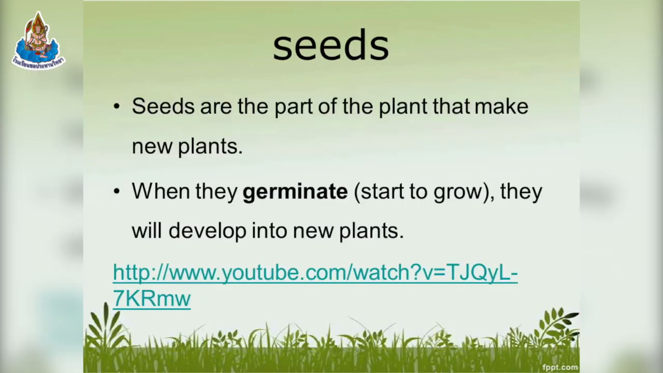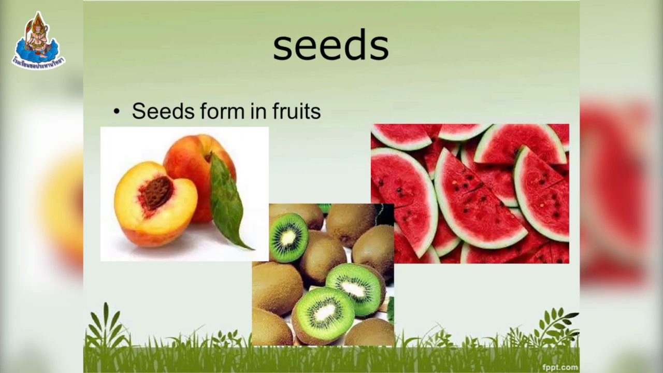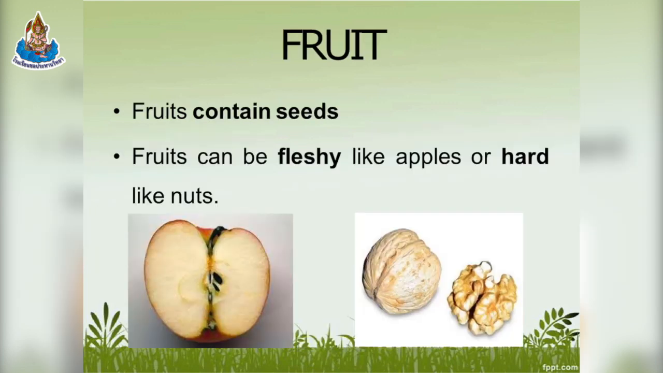Last plant part is the seeds. So the function of the seeds is to make new plants. So when they germinate, when we say germinate, started to grow, they will develop into new plants. So here are the different looks of the seeds. So seeds form in fruits, as you can see there. Find it in the center of the fruit. And also fruits contain seeds, and fruits can be fleshy like apples, as you can see in the picture, or can be hard like nuts.